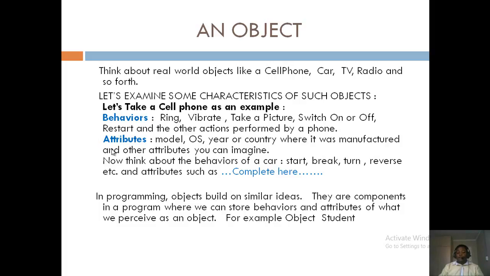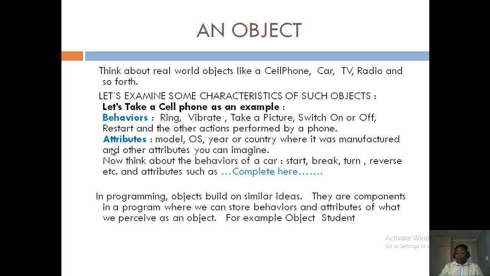For example, if you want to create an object student, you can think about what a student can do at school, and that will be the behaviors of that particular student. And if you think about the attributes of the student, for example, every student has a name, the country where they come from, a date of birth, a gender, and so forth. So all those are examples of student attributes that you can store inside a student object.